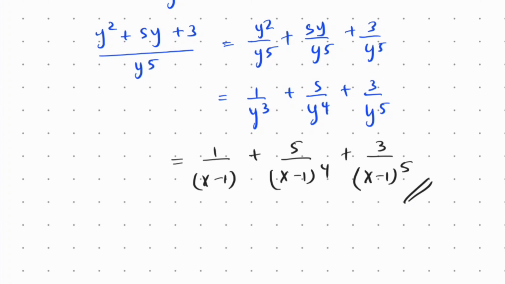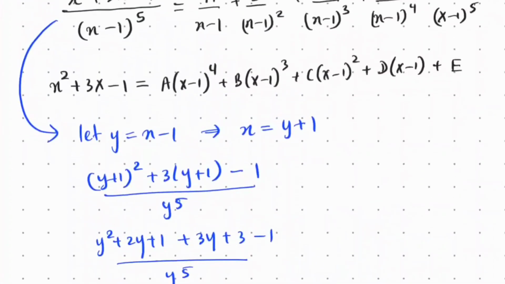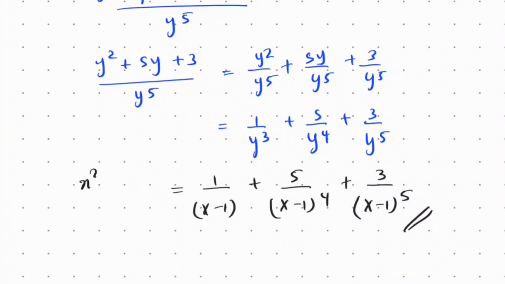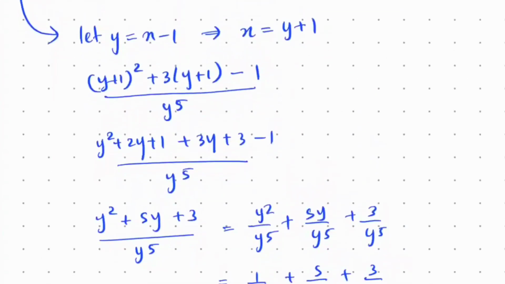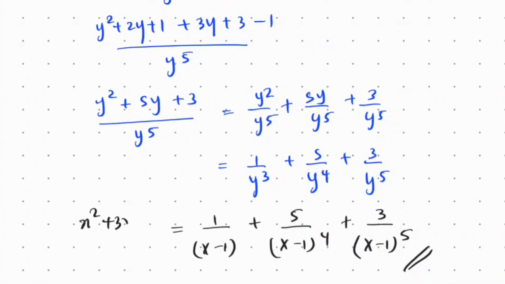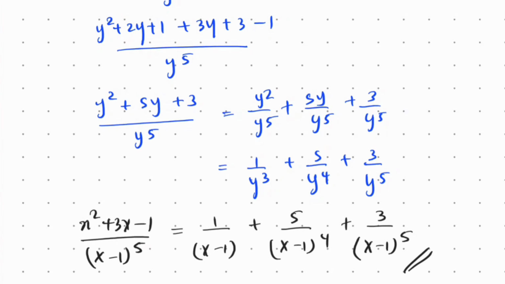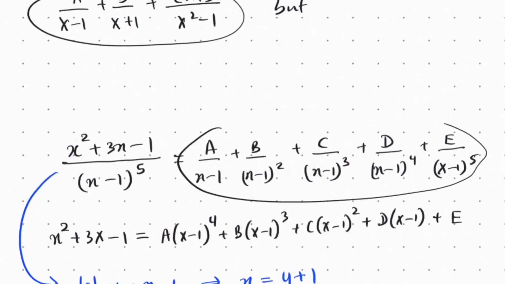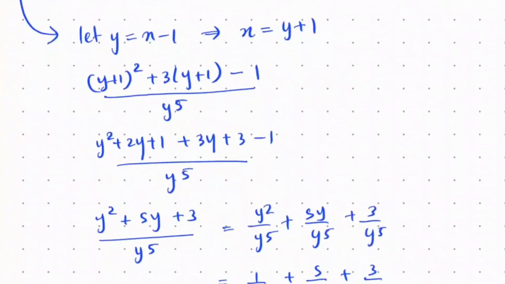So this is our partial fractions that we were looking for, where we had x squared plus 3x minus 1, divided by (x minus 1) to the power 5. So what actually happened was we found an easy way to get to our A's, B's, C's, D's and E's by not writing it in this way, but using a substitution and changing the way the problem is.